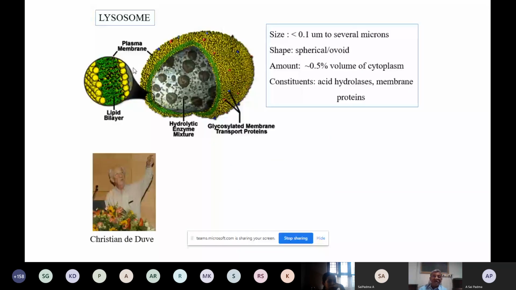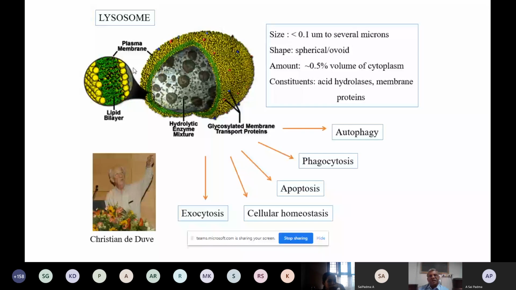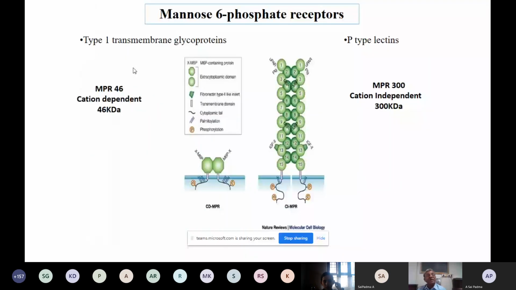Yes, these are the different types of lysosomal enzymes, and this is a typical lysosome structure which has a membrane surrounding it which is highly glycosylated. Christian de Duve in the late 1950s first discovered lysosomes in cells, and subsequently they have been shown to play crucial roles in a wide variety of cellular functions. The size is less than 0.1 micrometer, they occupy about 0.5% volume of the cytoplasm, and contain largely acid hydrolases and several membrane glycoproteins.